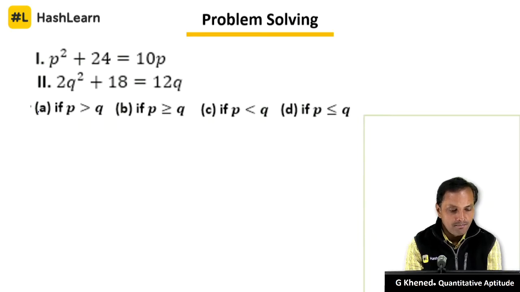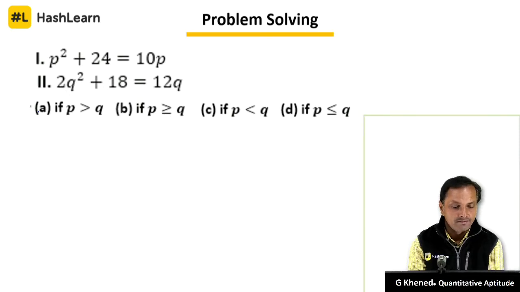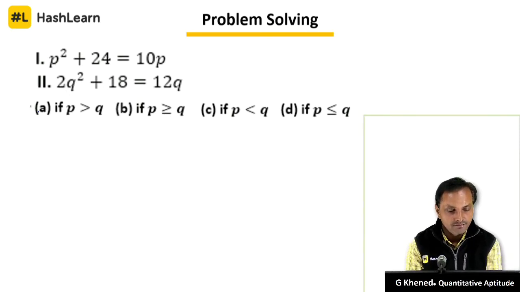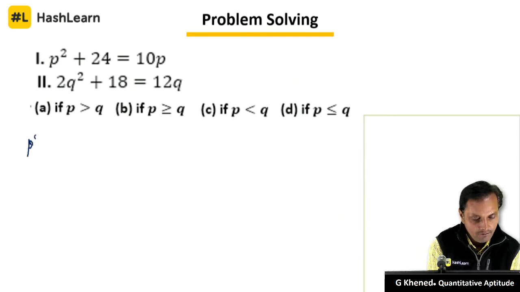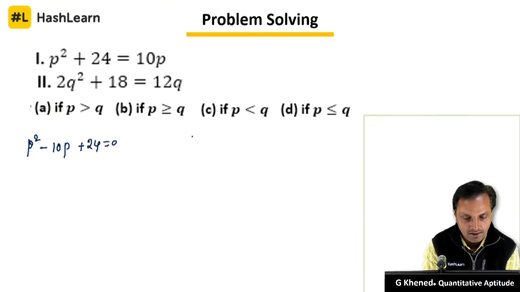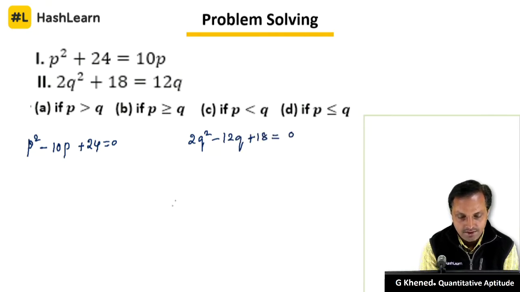Here is an example, p square plus 24 is equal to 10p, 2q square plus 18 is equal to 12q. So here also you have the equations which you can convert into standard form. P square minus 10p plus 24 is equal to 0 is the first equation. 2q square minus 12q plus 18 is equal to 0 is the second equation.